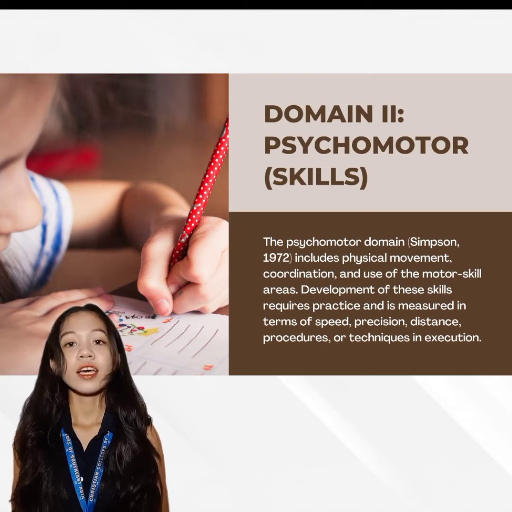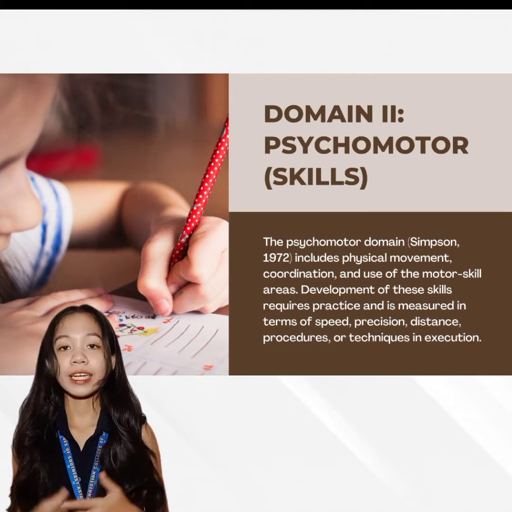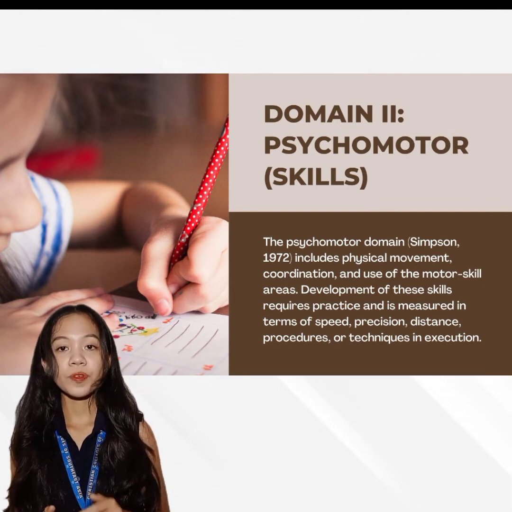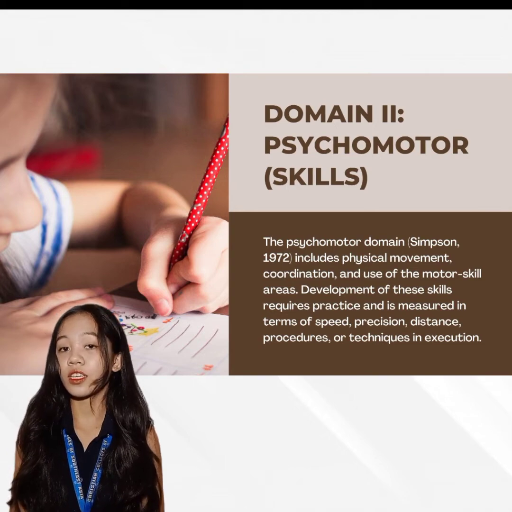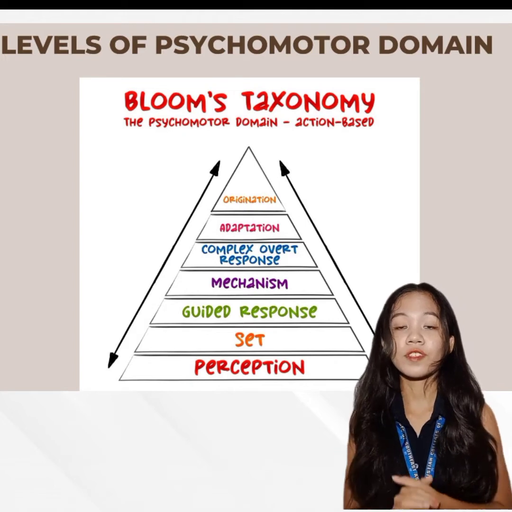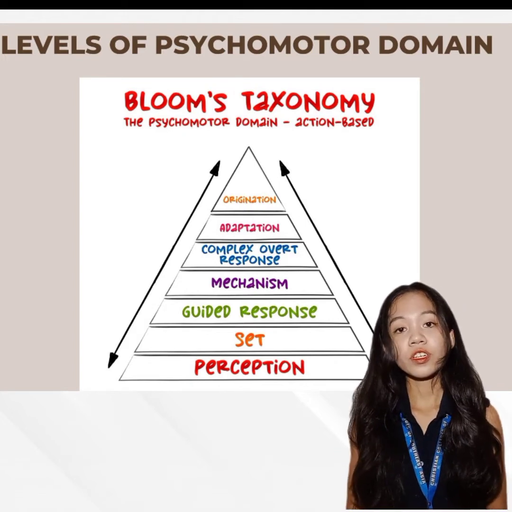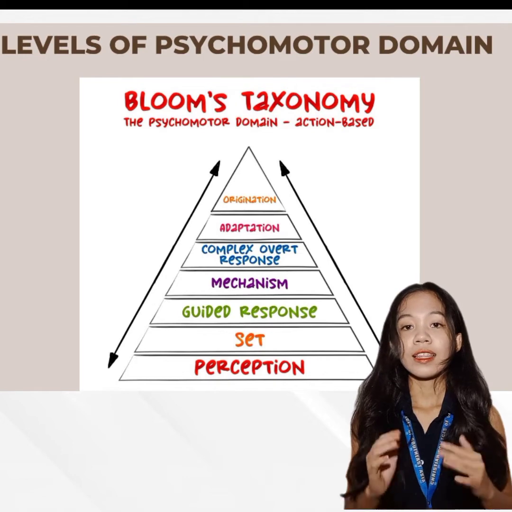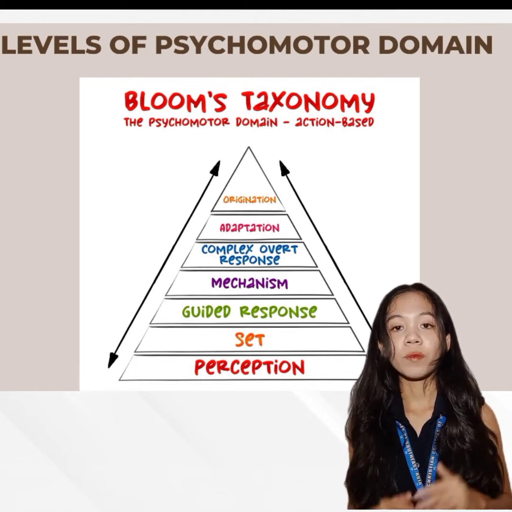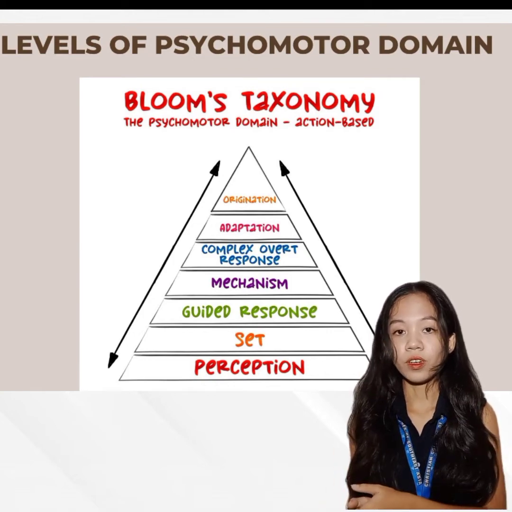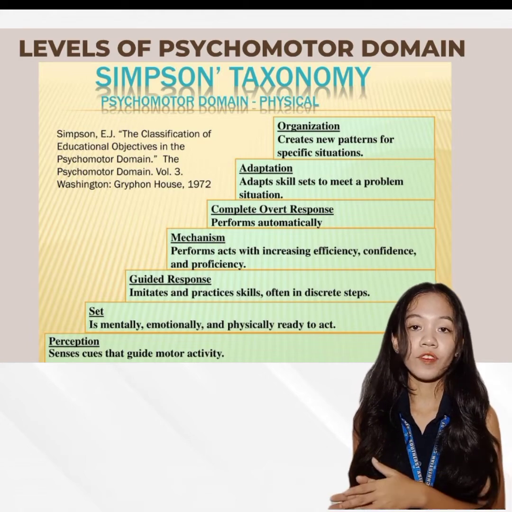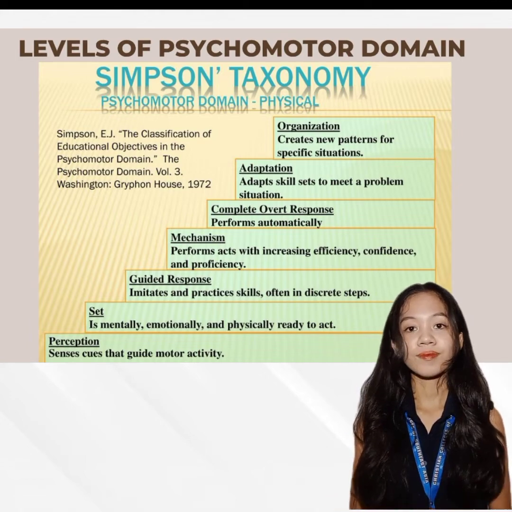skill areas. Development of these skills requires practice and is measured in terms of speed, precision, distance, procedures, or techniques in execution. As you can see in the pyramid diagram here, these are the levels of psychomotor domain categories under the contribution of Simpson. This is the highest level down to the lowest one, from origination down to perception. Later on, I'm going to discuss each of them from lowest to highest level, or simple to complex.